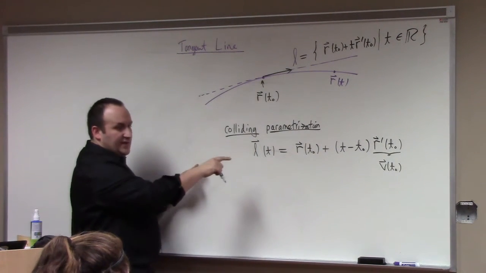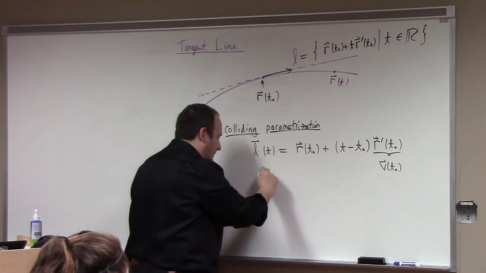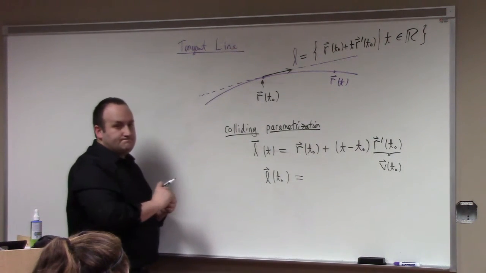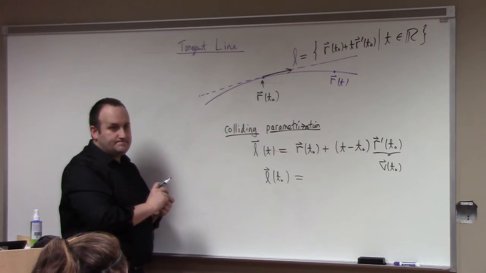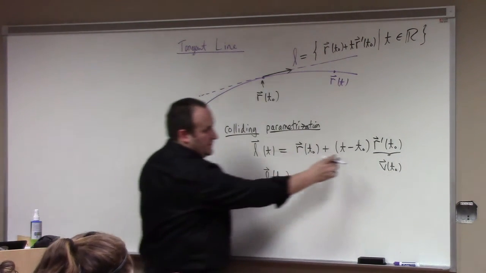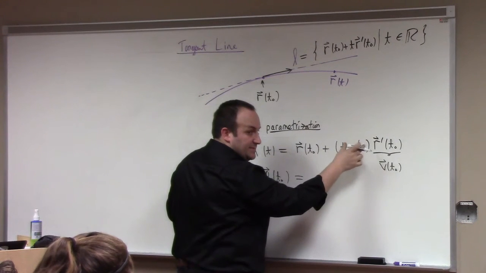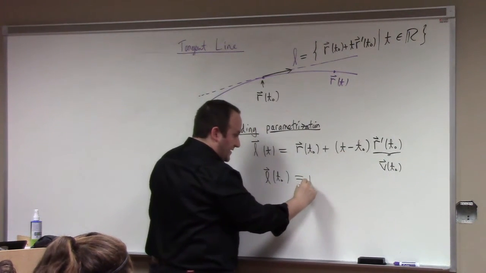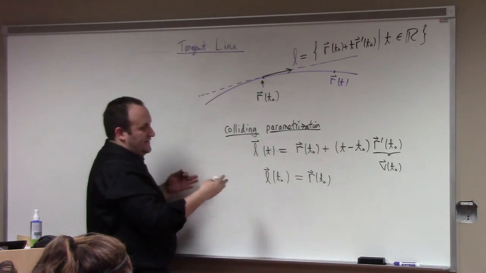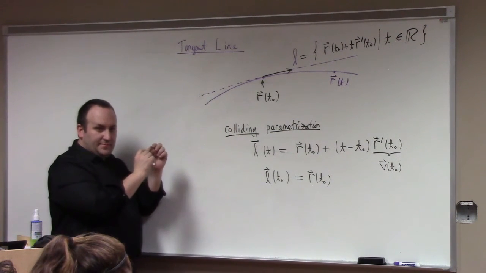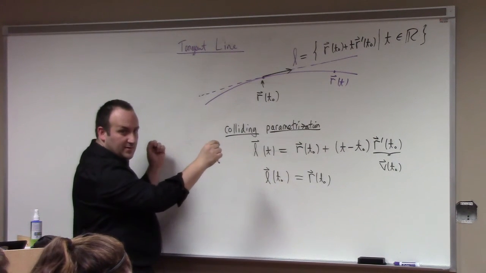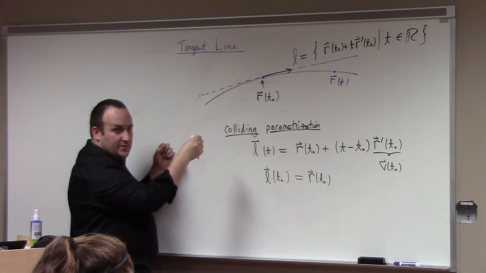You notice with this setup, what happens when we put in L of time t naught? What do we get? This is 0, right? If t is t naught, t minus t naught is 0, and so we just get back r of t naught. So in this sense, they collide at the same parameter time. At time t naught, the path and the tangent line are at the same point.